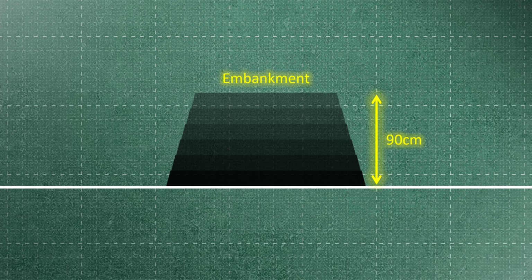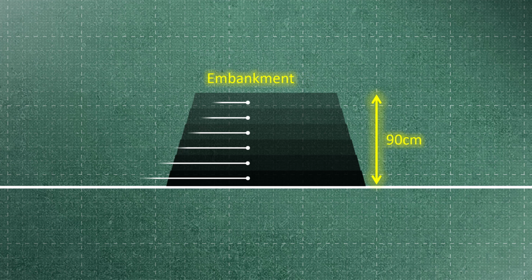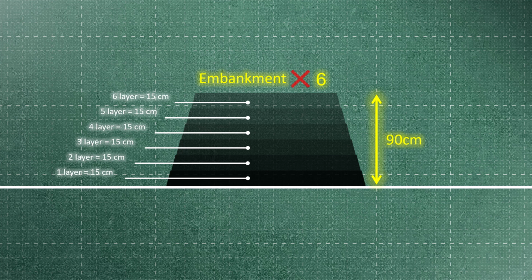Now, if we want to create an embankment with a height of 90 centimeters, what steps should we take? To accomplish this, we will need to perform the embankment and soil compaction operations 6 times in succession to achieve the desired height of 90 centimeters.